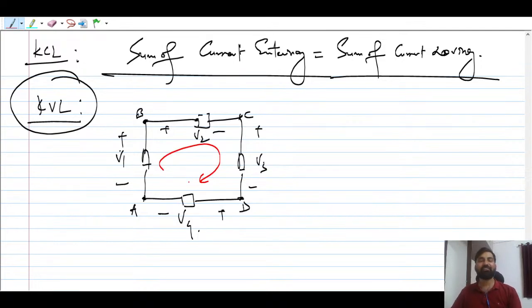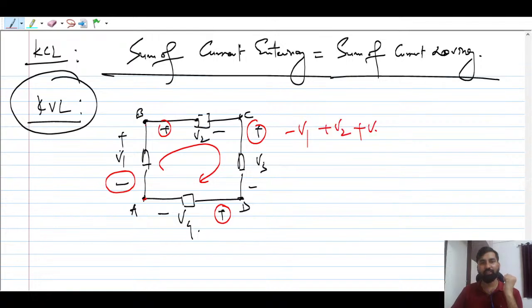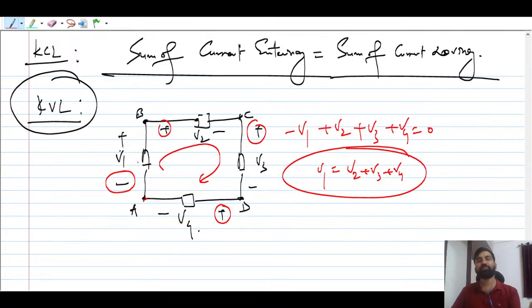So how to apply KVL? Always remember, suppose you are moving from this point to this point, if you are taking this sign, like you are writing minus V1, so you have to take the first sign only. Minus V1 minus plus V2 plus V3 plus V4 equal to 0. So V1 is V2 plus V3 plus V4. ठीक है.